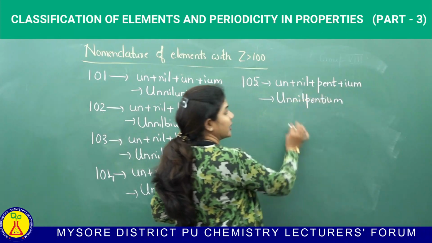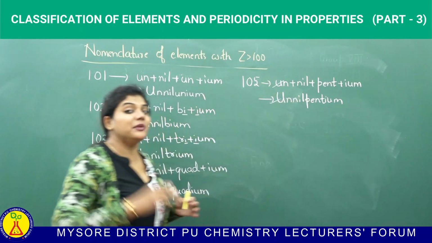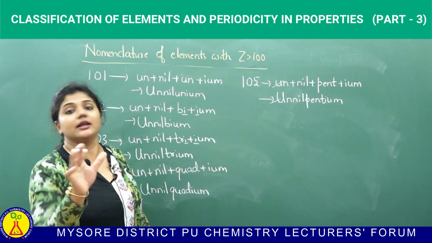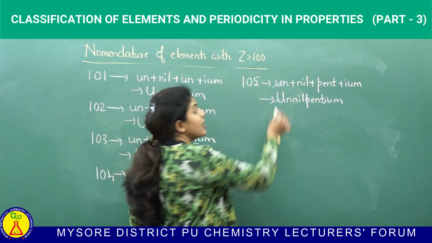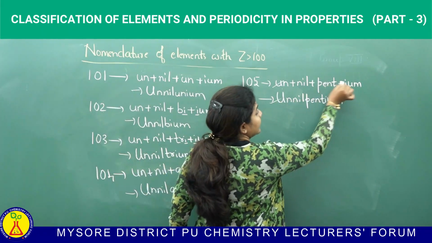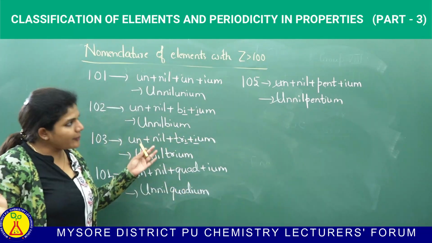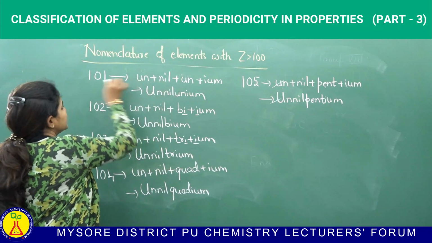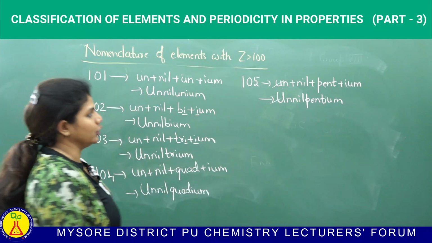You can combine everything and write it together. That is fine, you get marks for it. But I suggest you split it and write, so that you have zero chances of committing a mistake. Unnil pent ium. First write each digit separately, then combine and give the name. These are the Latin names for the digits 101. Last, you add the suffix which is called ium.